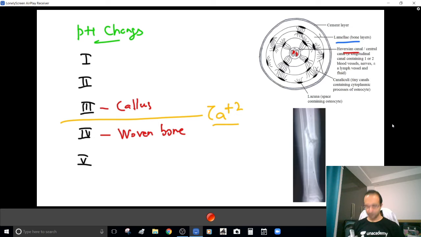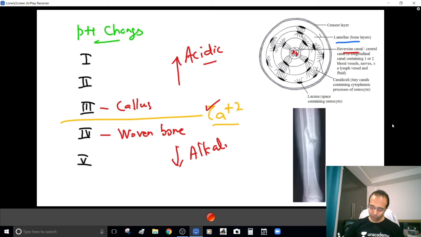Now please understand that calcium is an alkaline structure. So till calcium is not there, the pH would generally be acidic. But once calcium comes in, the pH would generally go alkaline. So what I mean to say is that in the early stages of fracture healing, you generally have the acidic pH. But in the later stages of fracture healing, the pH becomes alkaline. So that is how also we can guess whether the fracture is healing or not, by the pH changes.